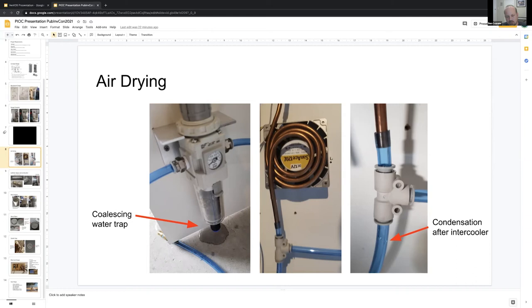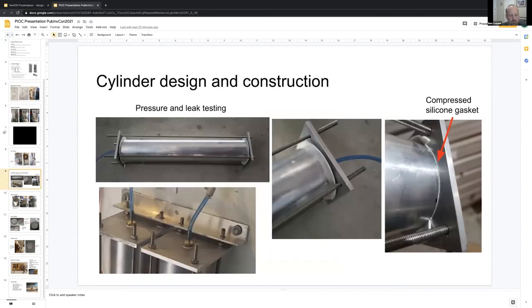This is a simple intercooler that I made just out of 3 feet of copper pipe and a fan. You can see here there are little droplets of water, so there's still water in the air even after the first filter. This is a low maintenance design, and we may also need a desiccant dryer, but that requires consumable parts and things, which is not ideal.